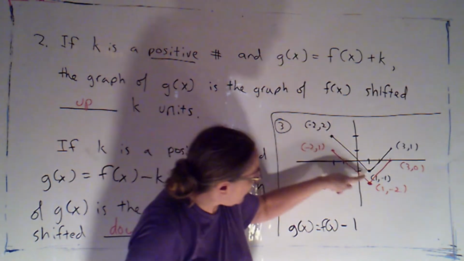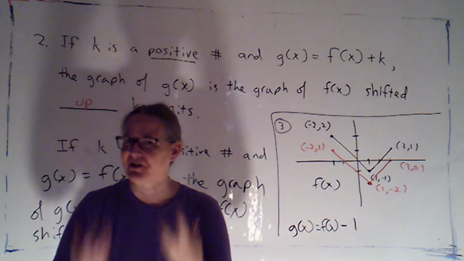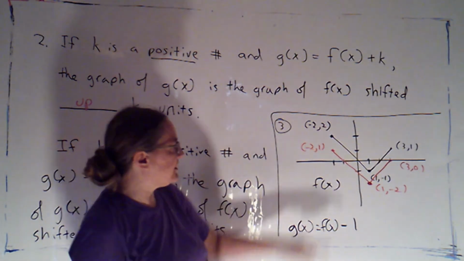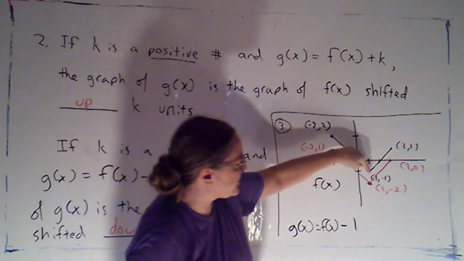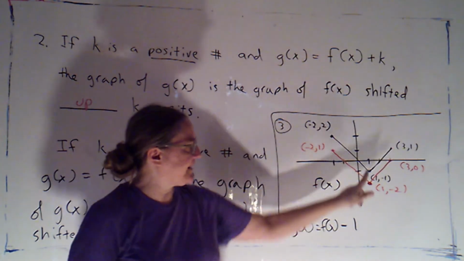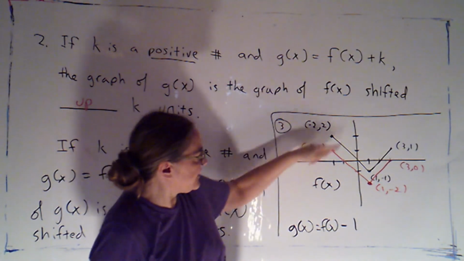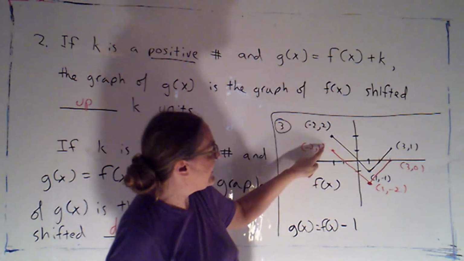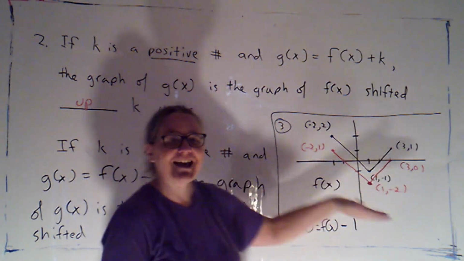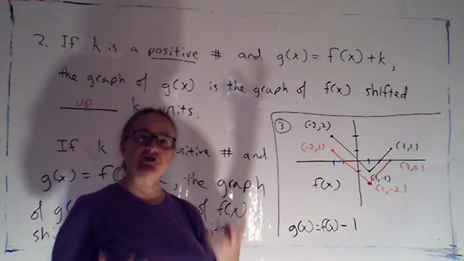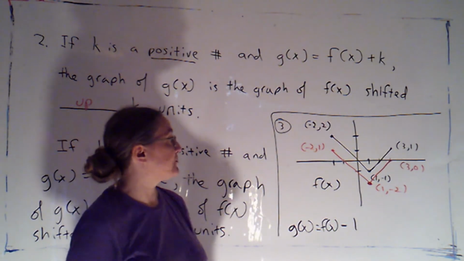So for all of the infinitely many points on here, I need to shift them down 1. Strategically, I just focused on these 3 points: the end points and that corner point. If I shift those points down 1, then I can just connect those dots, and that's going to accomplish that shifting of the entire graph down 1 unit.